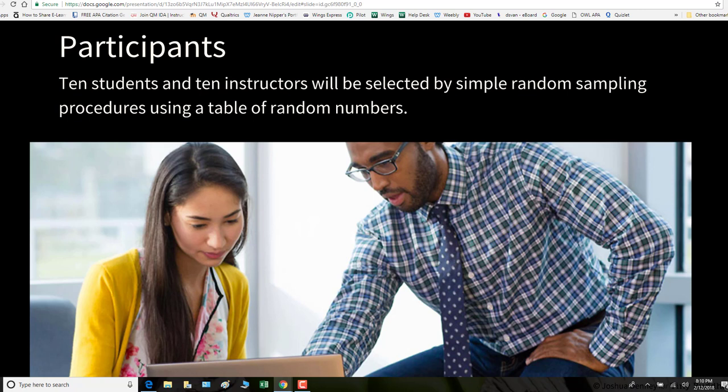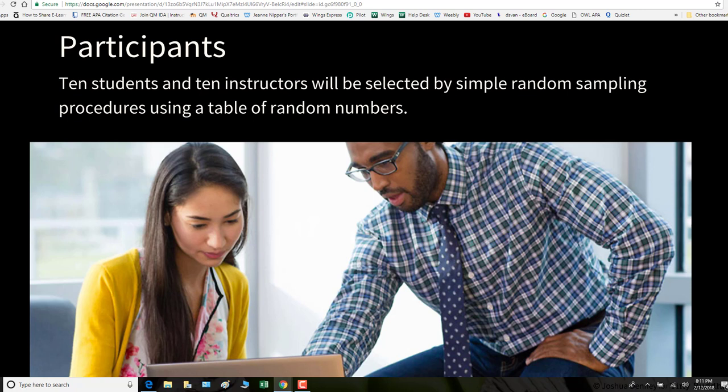To best answer these research questions and represent the target population for this study, both students and instructors need to participate. Using simple random sampling, each faculty member will be assigned a number. And then, of those numbers, 10 will be randomly selected from a table of random numbers. These 10 faculty members will then be asked to participate in the study.